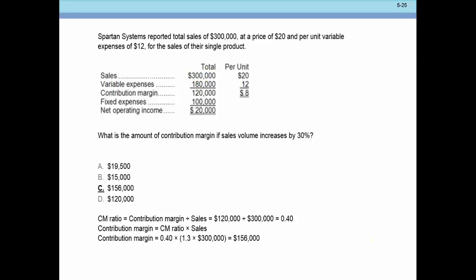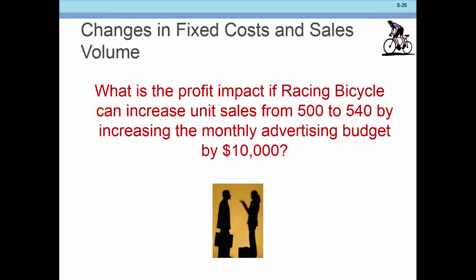Okay, so let's take a look at a couple of scenarios where that's what they do. These folks are sitting here in the hallway, talking about, well, what if this, what if that? And so we say, what is the profit impact if the racing bicycle can increase unit sales from 500 to 540, but to do that, we're going to have to increase the advertising budget $10,000. We think we can sell 40 more bikes. Do you want to do this?